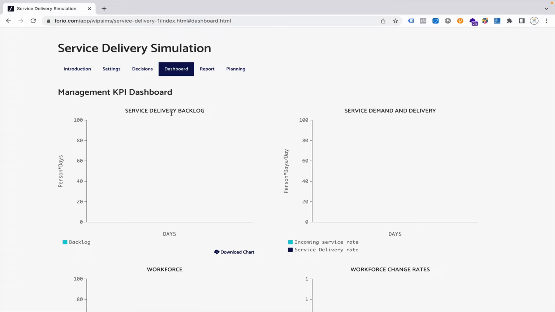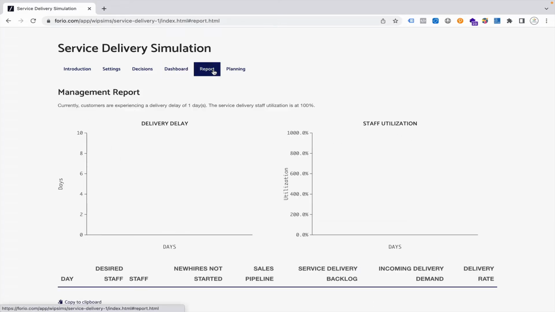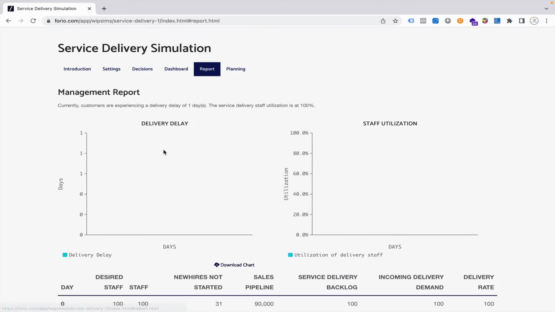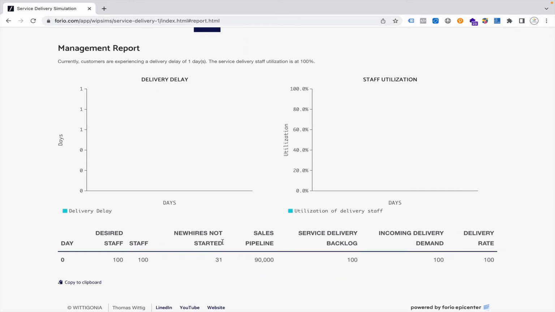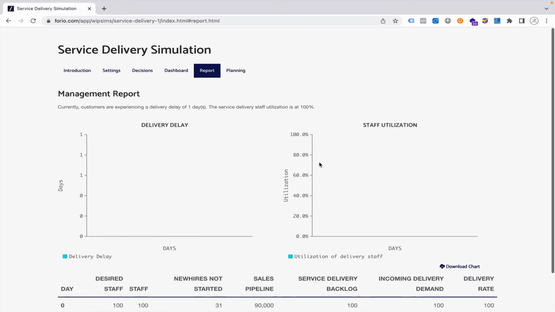So here we have stocks and the corresponding flows. We also have a report section, which gives us two primary KPIs: the service delivery delay, so how much time a customer has to wait until his service is being delivered. We try to keep that on 1 day, and the staff utilization. And then you have a table which also gives you some additional information.